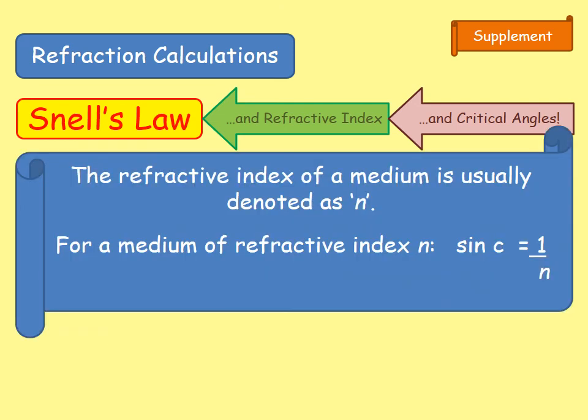The refractive index of a medium is usually denoted as lowercase n. So for a medium, the refractive index n is going to be 1 over the sine of the critical angle of that medium.